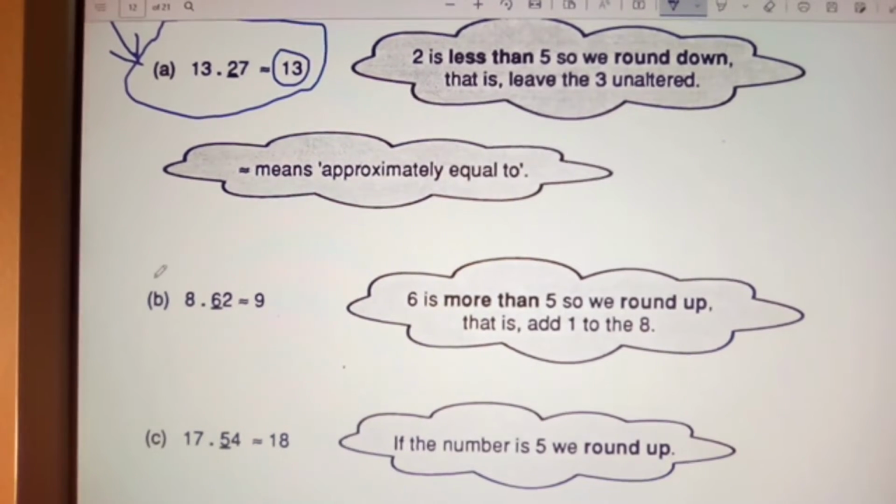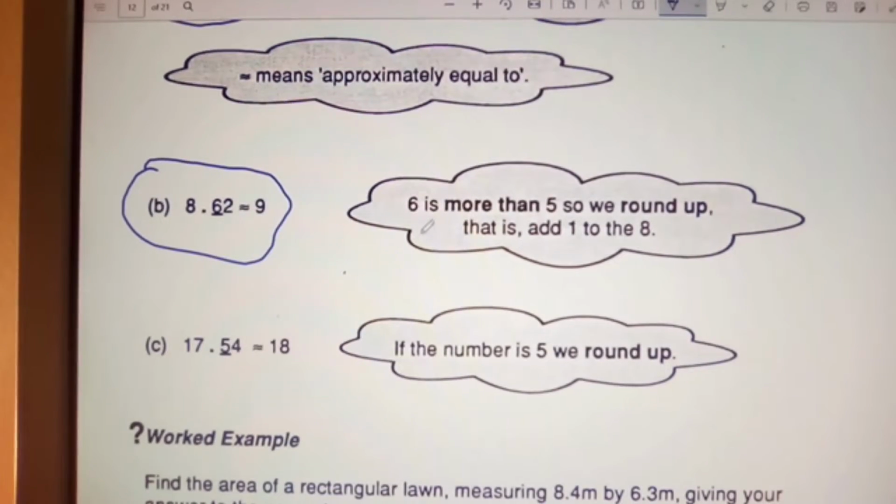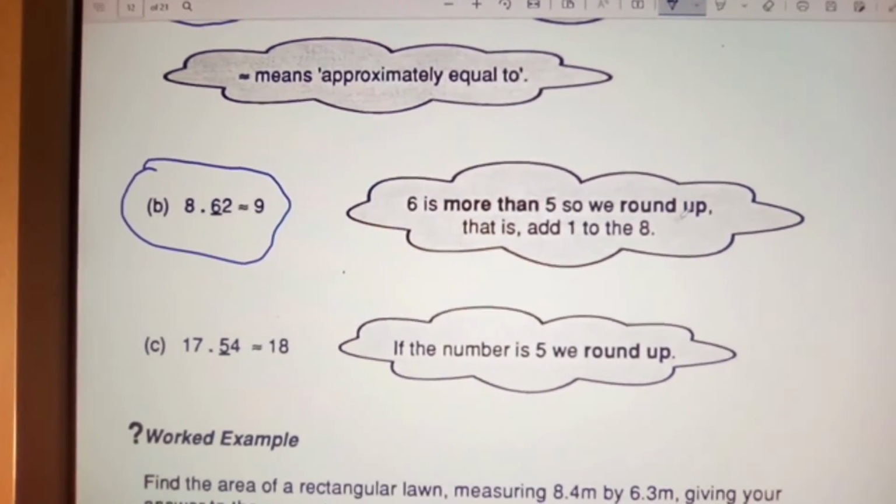Now B, 8.62. So here 6 is more than 5, so we round up. That is, add 1 to the 8, bringing it to 9, and that is our answer.